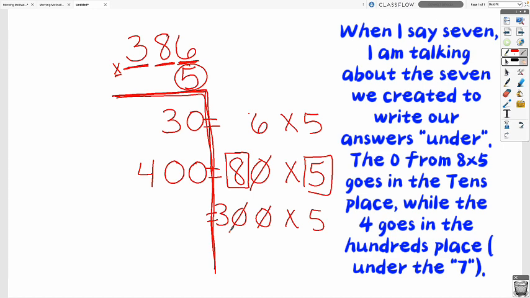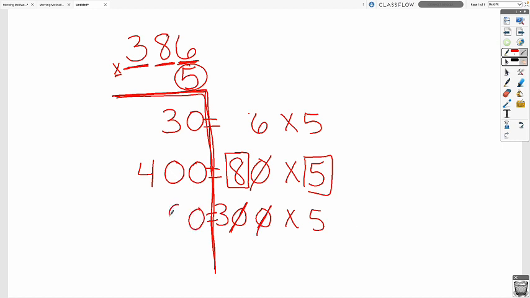I'm going to do 300 times 5, and did you notice that I crossed the zeros out? Because I'm going to go ahead and move them and place them under the 7, because they're going to be part of my answer on the back side, which then leaves me only with a 3 and a 5 to multiply together. 3 times 5, 15.